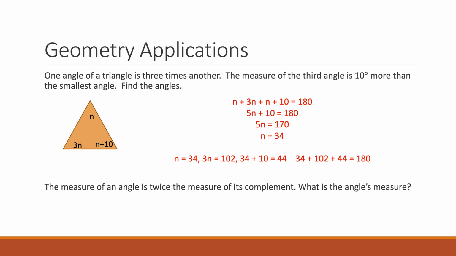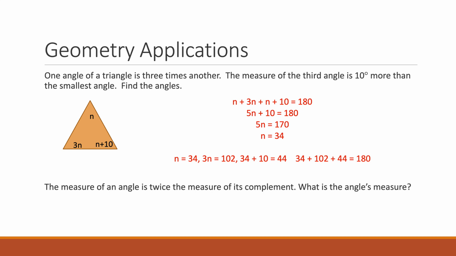Now, the next question that I want to do, where I'll teach a little first before we turn you loose, is underneath that. The measure of an angle is twice the measure of its complement. What's the angle's measure? So if I underline the important stuff, I would underline the measure of an angle is twice the measure of its complement. I may even double underline complement. The first angle is going to be n, or x. The second angle is twice that. So it'll be 2n, 2x.